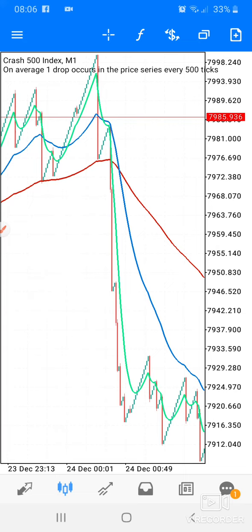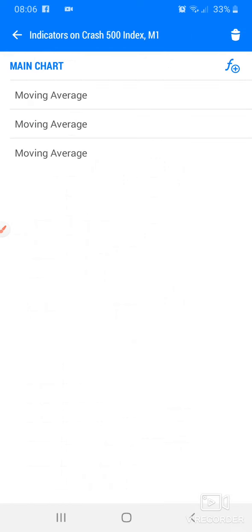So today I'm going to be explaining a strategy. I call this strategy the triple exponential breakout. So let's first of all talk about the indicators. If you go on the indicators, we have three moving averages.